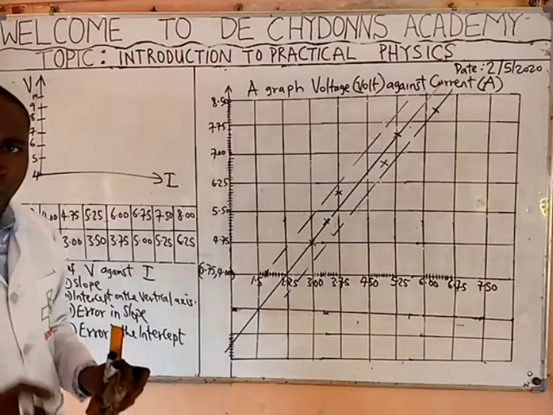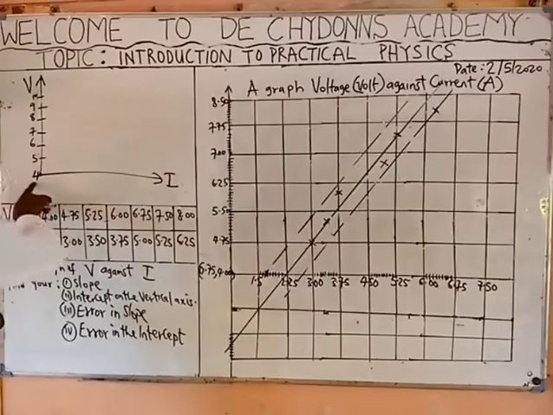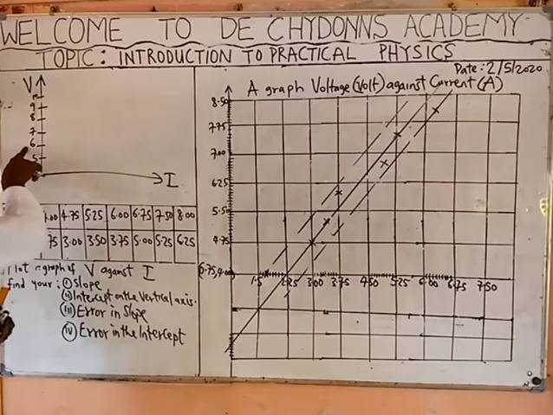The reason is because it must be in uniform. If here is 4 and here is 5, 5 minus 4 is 1. The implication is that the next one will be 6, 7, 8, 9, 10.